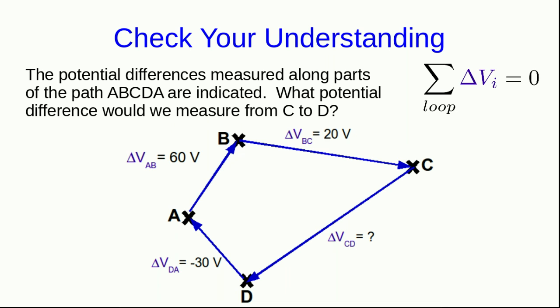So here is a set of points, and a path is indicated from A to B to C to D and back to A again, and so that is a closed path. And the potential differences that would be measured from A to B and B to C and D to A are indicated, and all you have to do is figure out what potential difference must exist between points C and D.